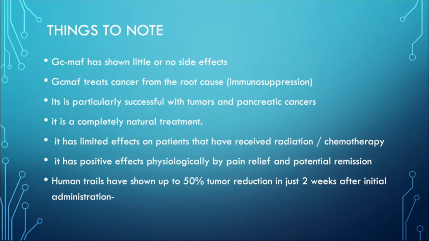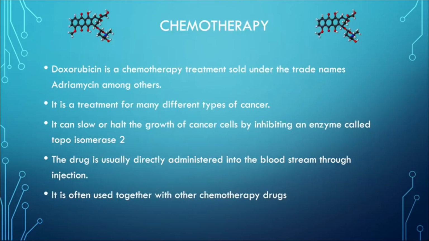GcMAF has limited effects on patients that have received radiation and chemotherapy, as these treatments kill the white blood cells that house our immune system. It has positive effects psychologically by pain relief and the potential of remission from cancer if the treatment plan is followed correctly. Trials conducted by a company called First Immune Biotech in Guernsey have shown up to a 50% tumour reduction in just 2 weeks after the initial administration. So now we're going to take a look at one of the traditional methods for treating cancer, chemotherapy.